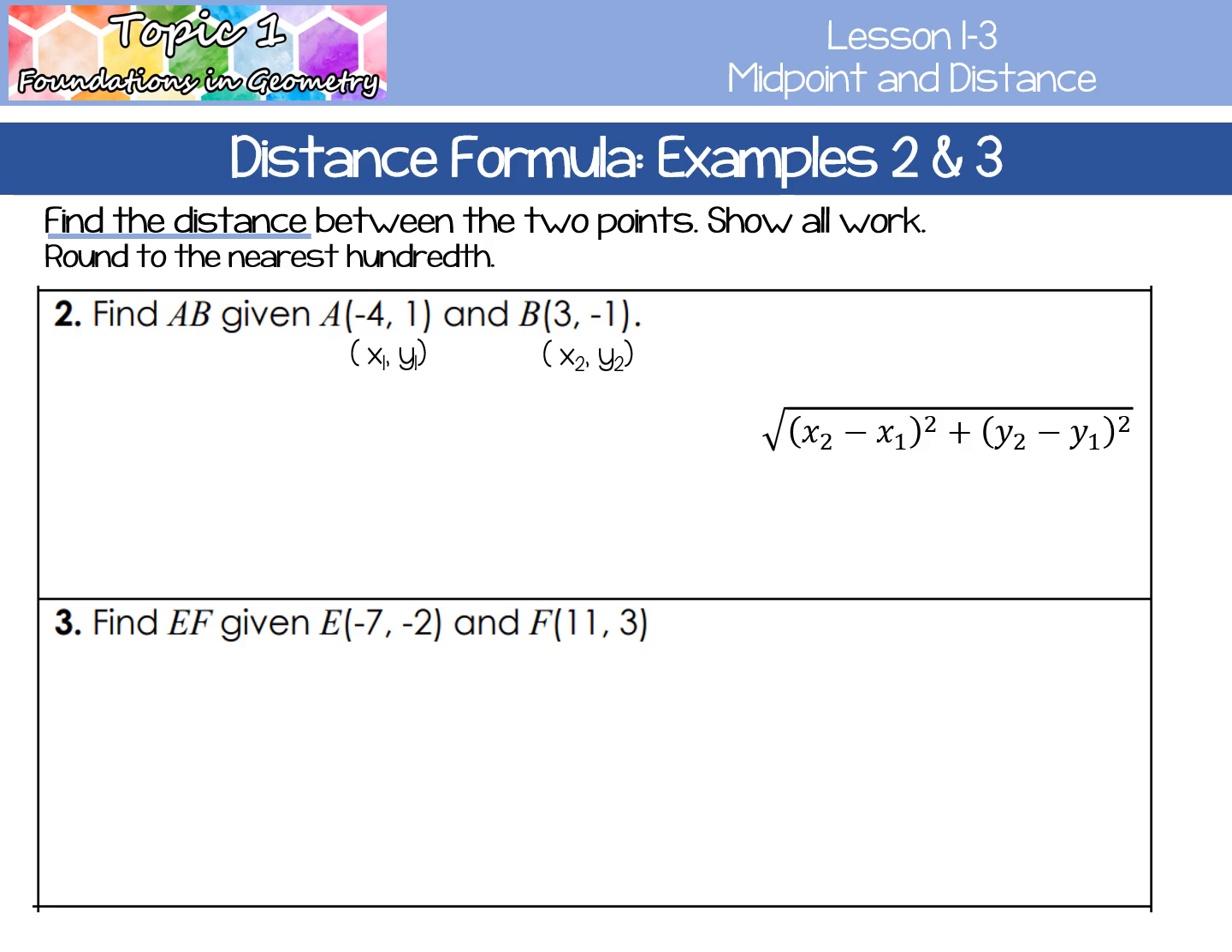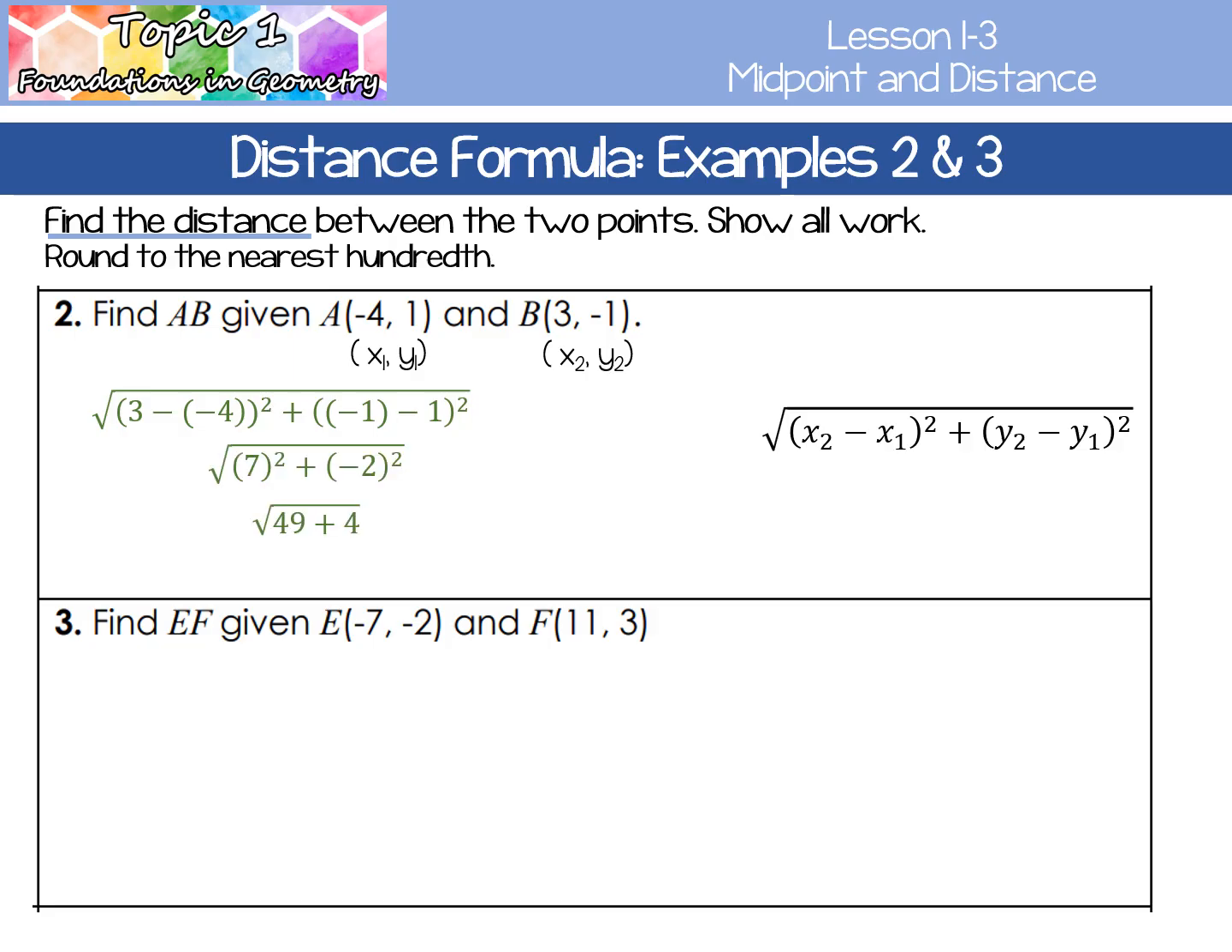You could do arrows doing one x minus the other x, if that helps you. And then the y's, but keep the x's together and keep the y's together. Common error is to not do that. So 3 minus -4, we're going to have to square that, plus -1 minus 1. Remember, there is a minus in the formula, and then a plus in between the two sets of parentheses there.